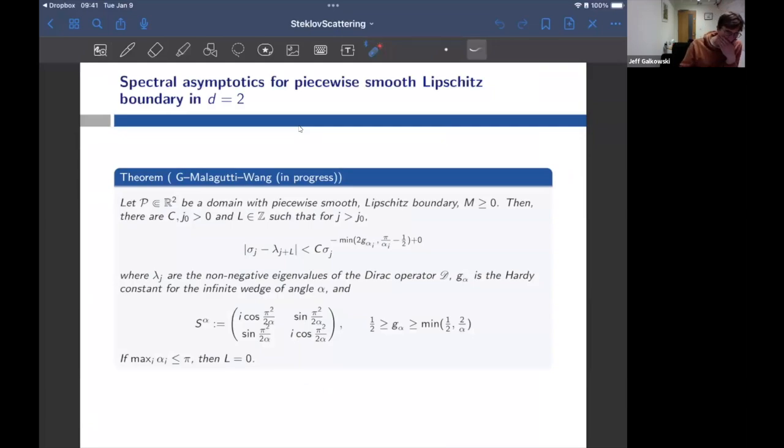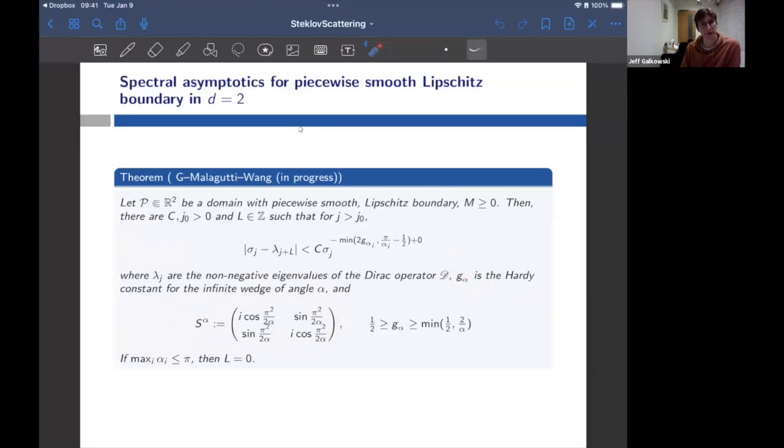So what does this thing say? This says that the eigenvalues, and in fact, in some sense, the eigenfunctions of the Steklov problem are more or less the same as the eigenvalues or non-negative eigenvalues of this Dirac operator. And this S alpha, you can compute it explicitly in principle. This is what I'm going to call the scattering matrix at the corner, and it will become clear why that's the case. And this G alpha is related to some Hardy constant, which I'll also explain.